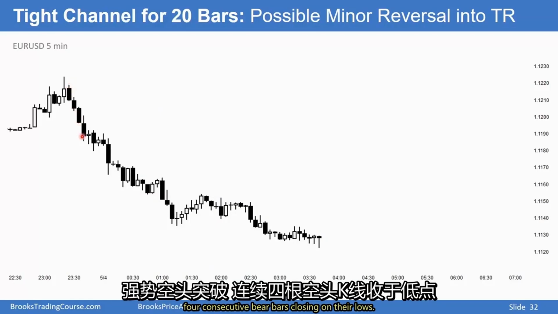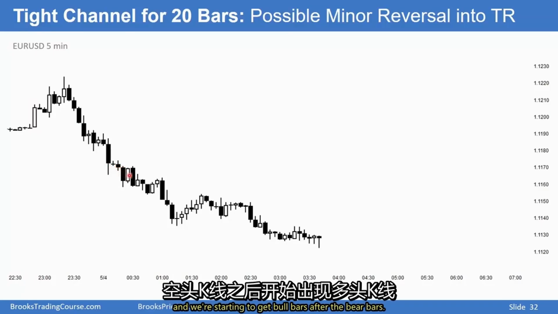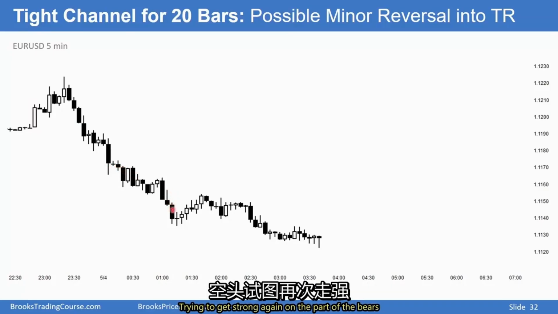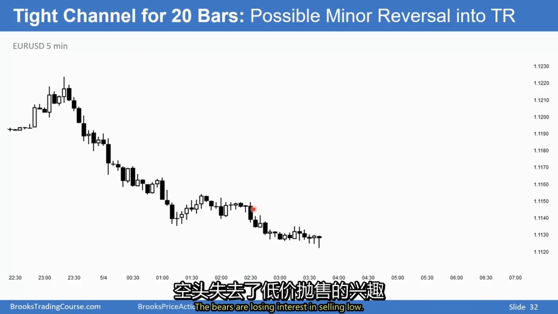Strong bear breakout, four consecutive bear bars closing on their lows. But then look what happens here. We're starting to get dojis, and we're starting to get bull bars after the bear bars. Trying to get strong again on the part of the bears, but then we got a six-bar rally, and then a tight trading range. The bears are losing interest in selling low.